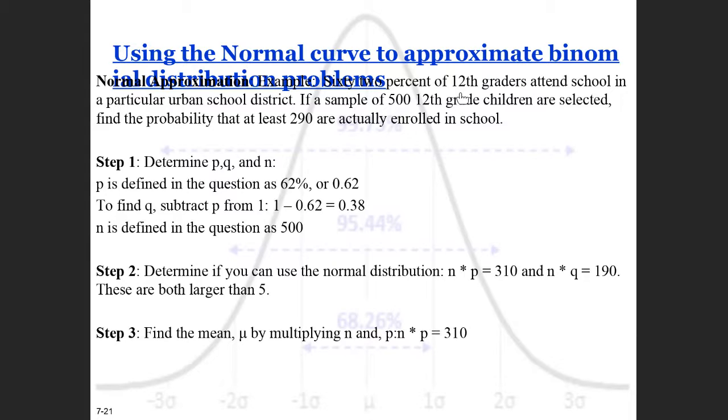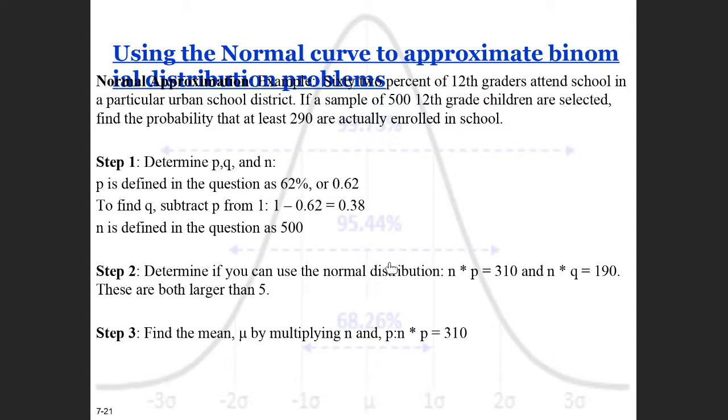62% of 12th graders attend school in a particular urban school district. If a sample of 500 12th graders is selected, find the probability that at least 290 are actually enrolled in the school. So first you have to determine p, q, and n. P is defined in the question as 62%, or 0.62. To find q, you subtract p from 1, and 1 minus 0.62 is 0.38. And n is defined in the question as 500.